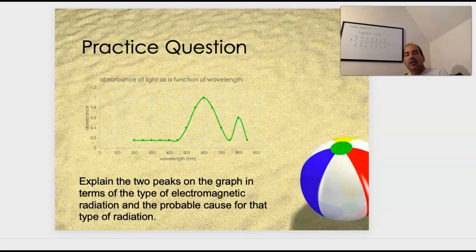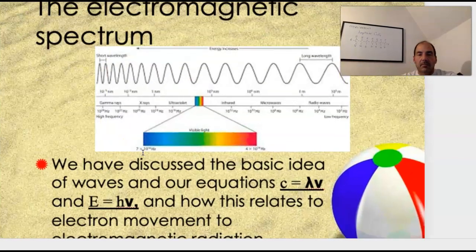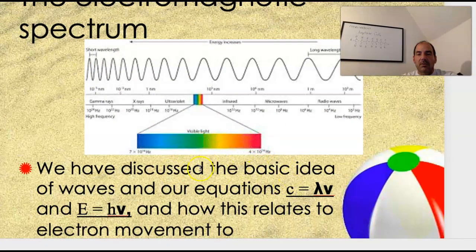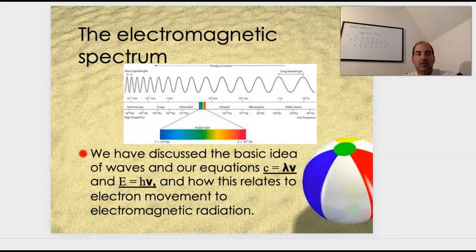Okay, so let's look at this question and see if we can rationalize it. There are two peaks on this graph, and we wanted to explain them in terms of the type of electromagnetic radiation and the probable cause for that. Let's backtrack a few slides just to emphasize a point before I do that. It's hard to see those numbers here, but numbers that you are supposed to reasonably know is that visible light runs from roughly 400 nanometers to 700 nanometers. They're showing it in frequency here. I got the wrong graph there. So you've got to keep in mind those numbers.